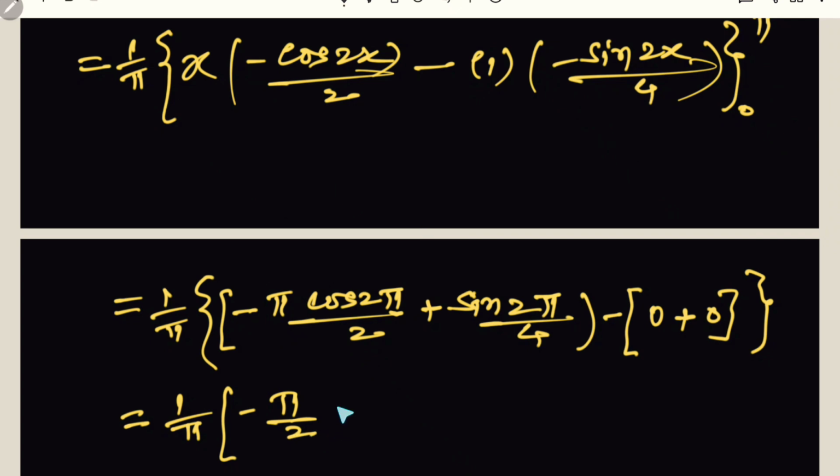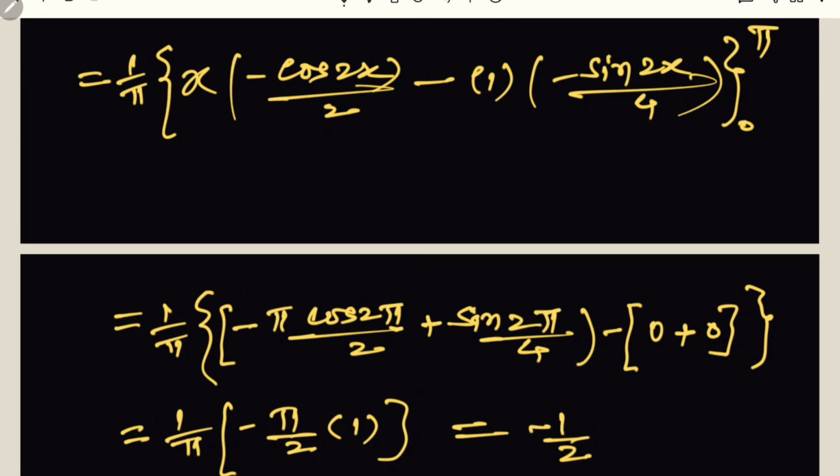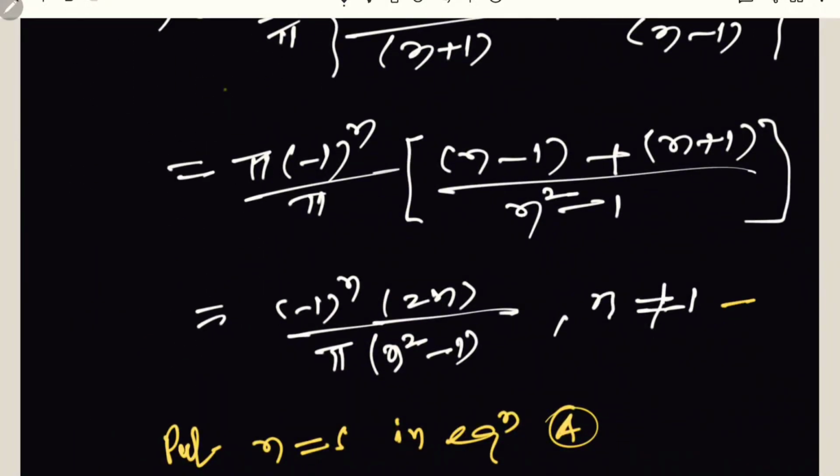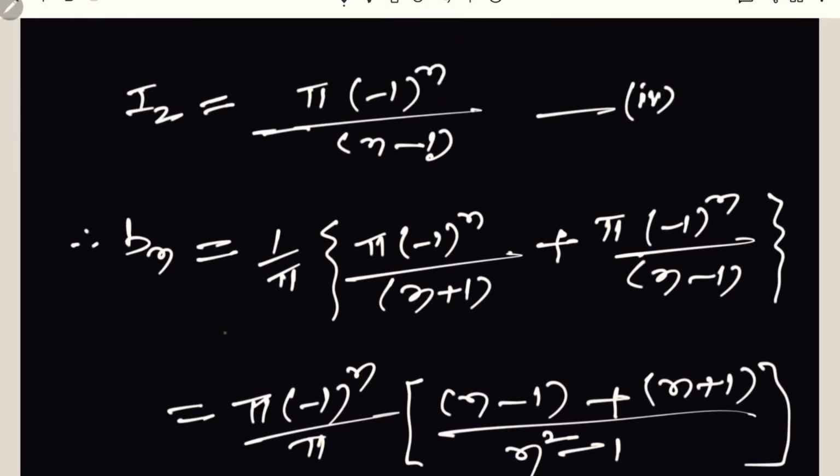1 by pi, value of cos 2 pi is 1. Therefore, minus pi by 2 into 1. Sin 2 pi is 0. Pi gets cancelled. We get that value as minus 1 by 2. Then substituting all these values in Fourier series result number 1.